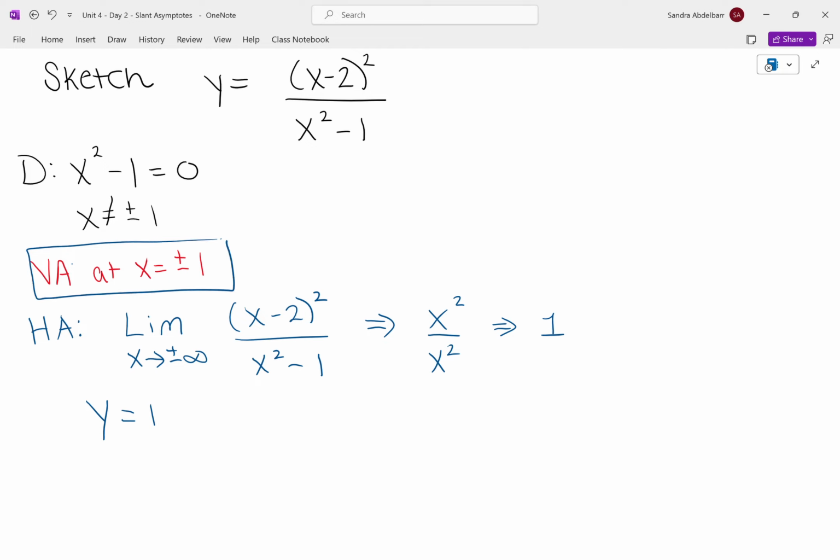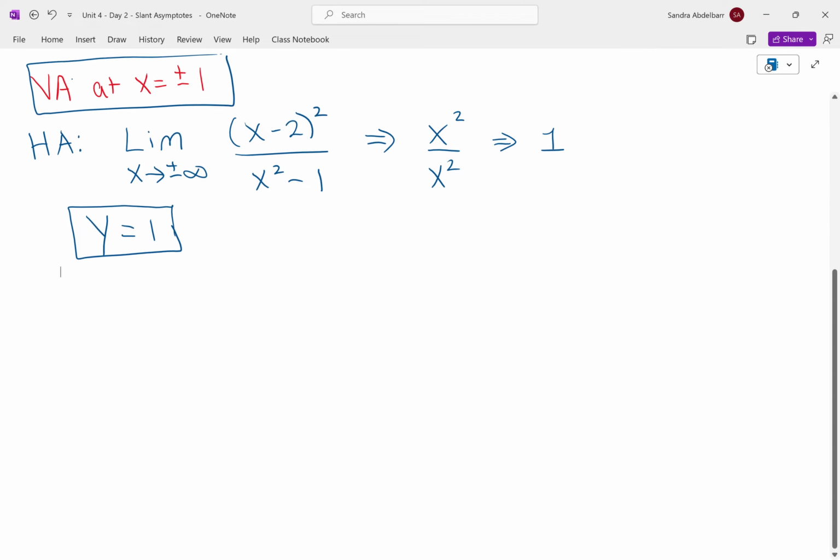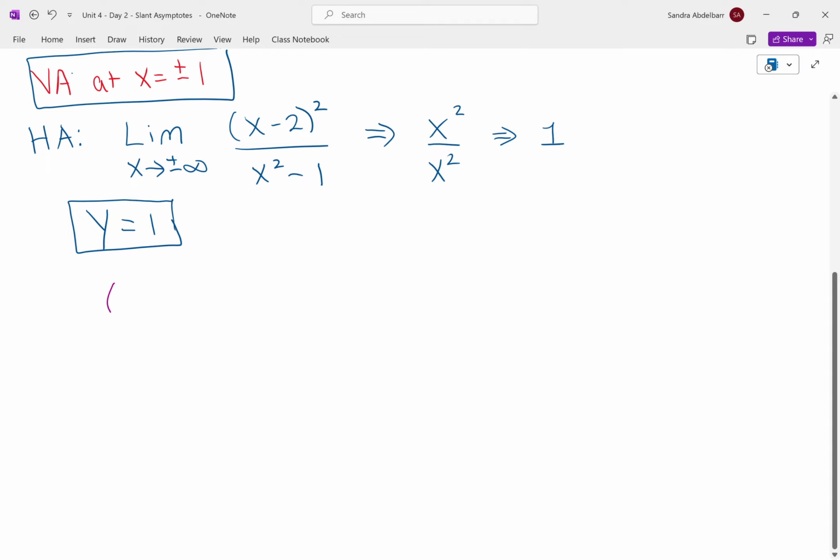So we have vertical asymptotes at x equals plus minus 1. We have a horizontal asymptote at y equals 1. The next thing we're going to ask ourselves, will it cross? Will our function cross this horizontal asymptote? The way we figure that out is we take our function x minus 2 quantity squared over x squared minus 1 equals the horizontal asymptote 1. And then we try to solve for x. We're seeing, will it cross?